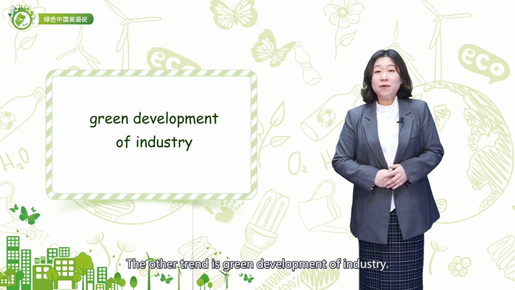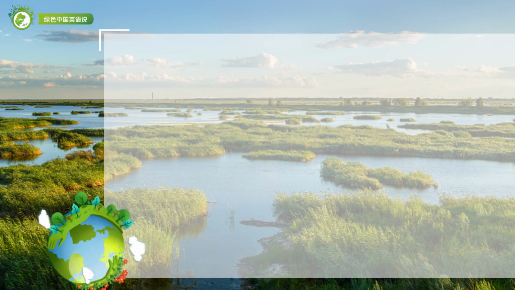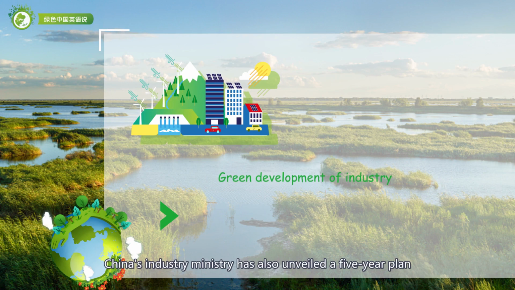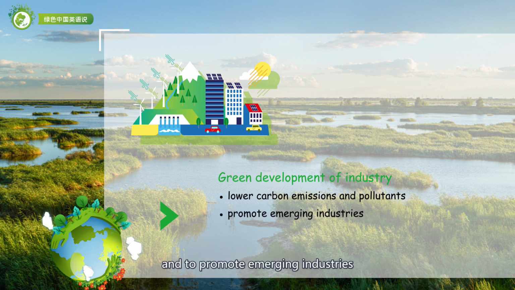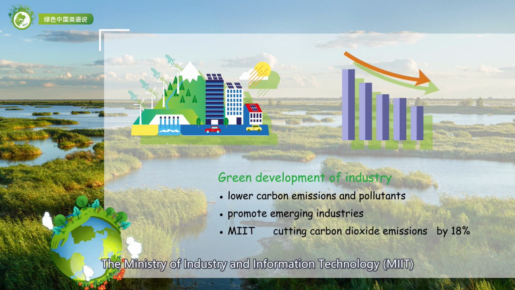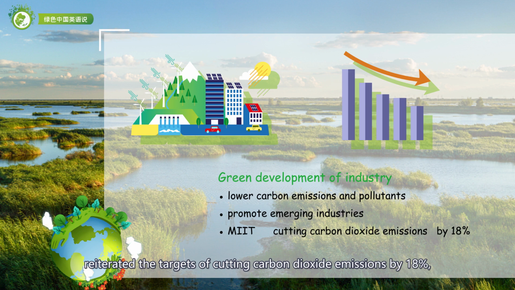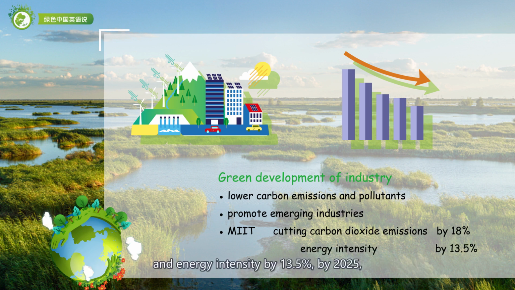The other trend is green development of industry. China's Industry Ministry has also unveiled a 5-year plan aimed at the green development of its industrial sectors, vowing to lower carbon emissions and pollutants, and to promote emerging industries so as to meet our carbon peak commitment by 2030. The Ministry of Industry and Information Technology, MIIT, reiterated the targets of cutting carbon dioxide emissions by 18% and energy intensity by 13.5% by 2025.